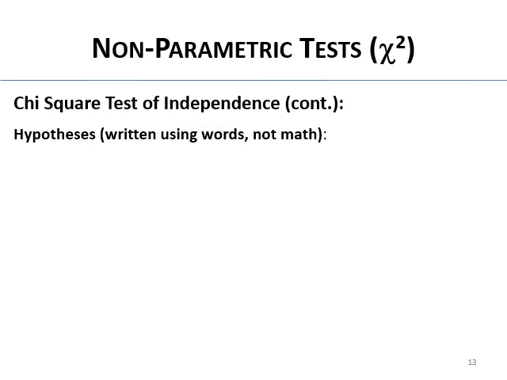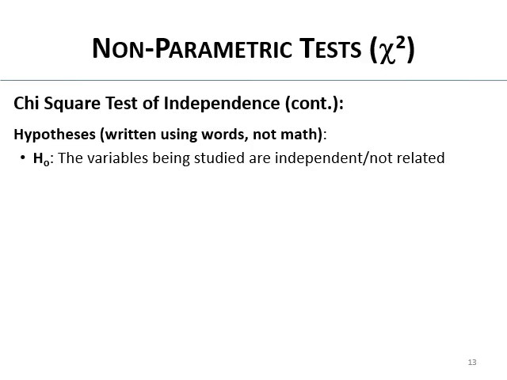So your hypotheses for this are written using words, not mathematical symbols. Your null is something along the lines of the variables being studied are independent or not related. You have to come up with a way to say that using the study variables specifically. For example, SES of Titanic passengers was not related to their survival. There's my two variables. I'm saying they're not related, they're independent.